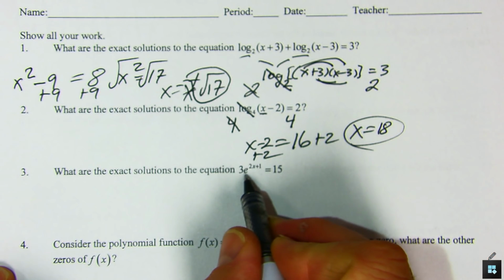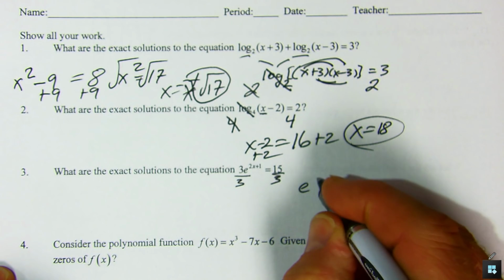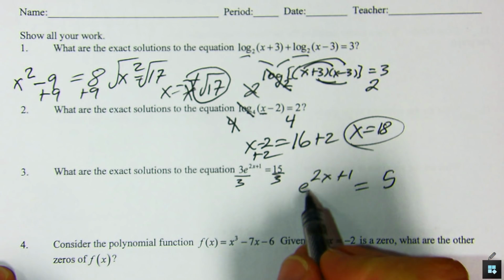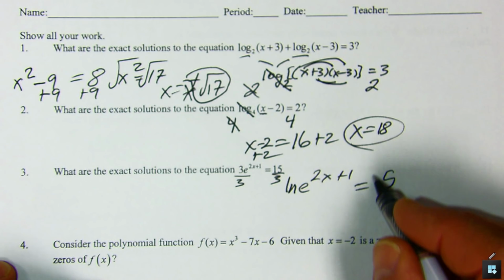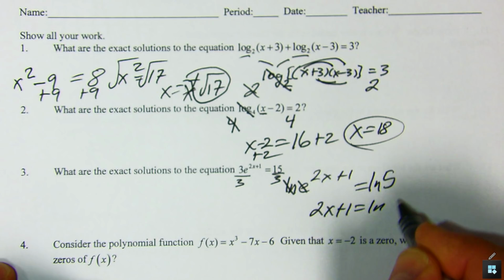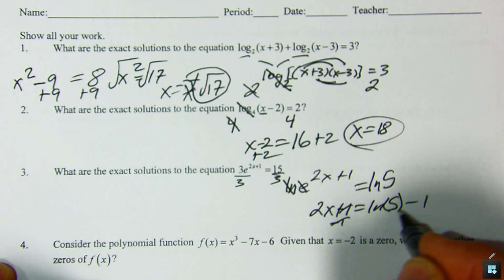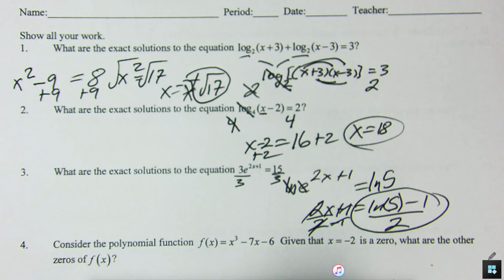To get rid of e, I have to isolate it first. Divide by 3. That'll give us e to the 2x plus 1 equals 5. Now to undo e, I do a log, but not just any log. A log base e, which is a natural log, ln. So I take the ln of both sides. It's going to give us 2x plus 1 equals the ln of 5. Subtract the 1. Now remember, this is like ln of 5 minus 1, then divide by 2. And right there is your solution. Done.